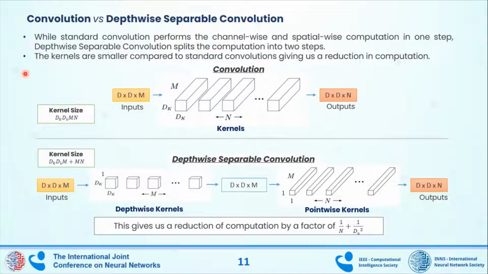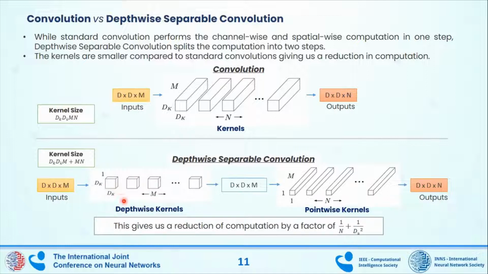Here, we can understand how depth-wise separable convolution reduces the number of parameters compared to a regular convolution operation. In a regular convolution operation, the channel-wise and spatial-wise computation are performed in one step using a kernel of size dk × n × n. In depth-wise separable convolution, this process is divided into two steps. These two steps are depth-wise convolution and point-wise convolution.